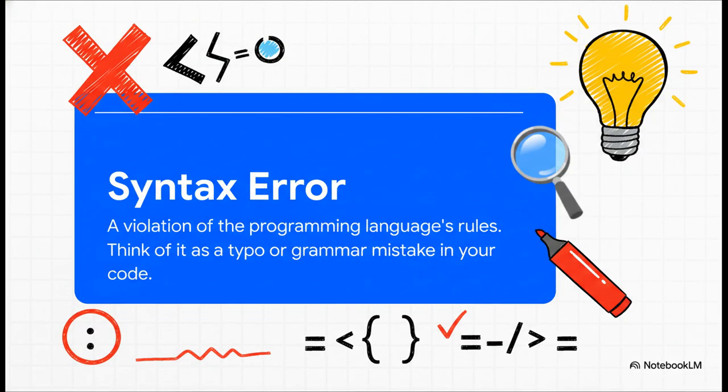First up, you've got syntax errors. Honestly, these are the easiest ones. You've just broken a grammar rule of the Python language. Maybe you forgot a colon or a closing parentheses. It's just a typo, and the good news is Python is usually really good at pointing you to the exact line where you messed up.